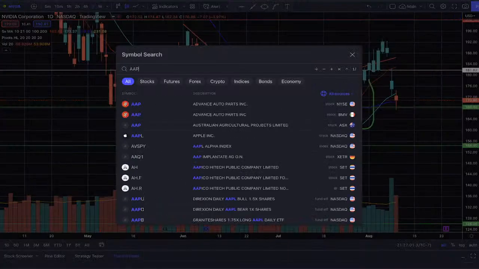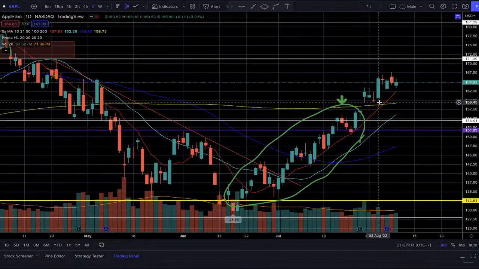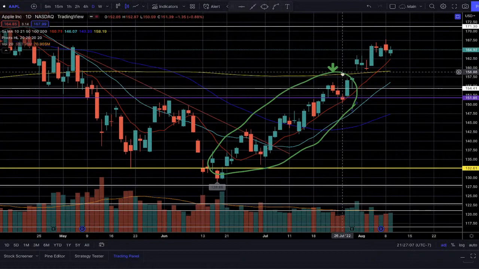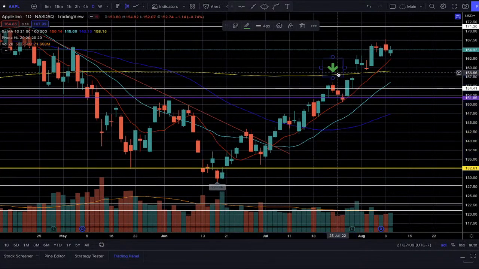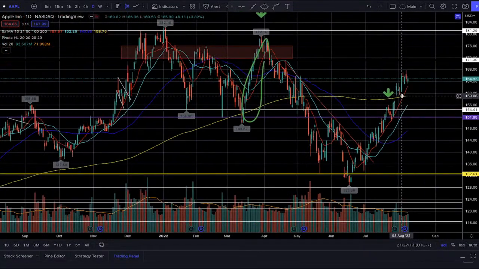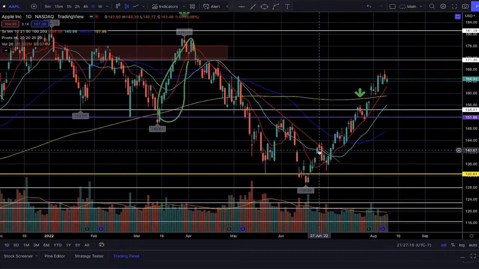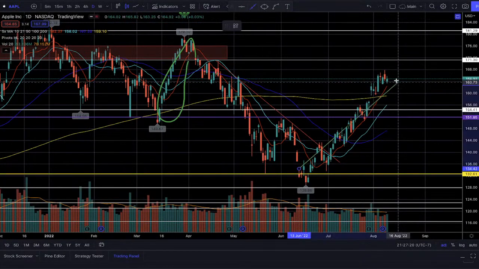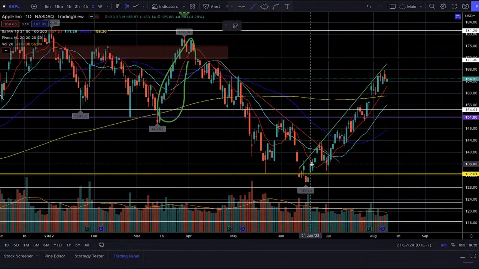So I am short Apple, so I am biased on this one. The reason is that if the markets have a huge downturn tomorrow, Apple has been on such a great run. It's been a huge run to the upside. We've been seeing an ascending channel forming for the past month or so.